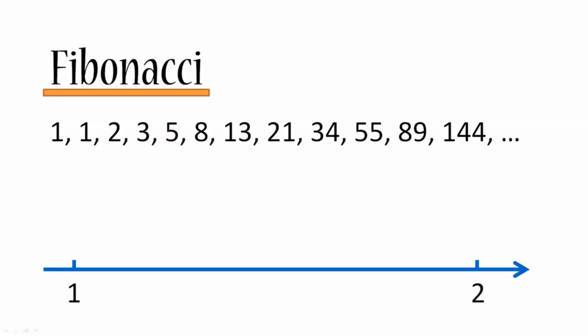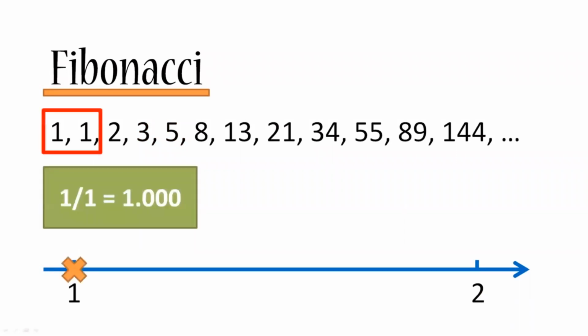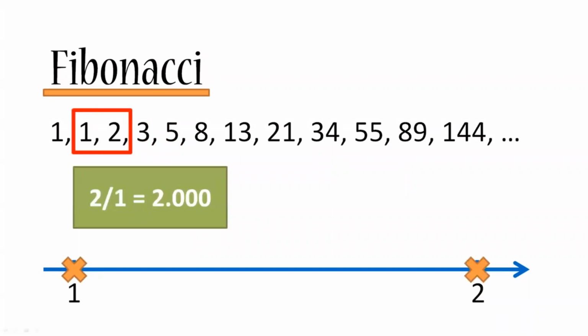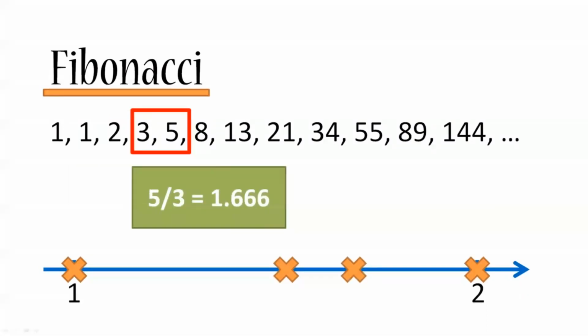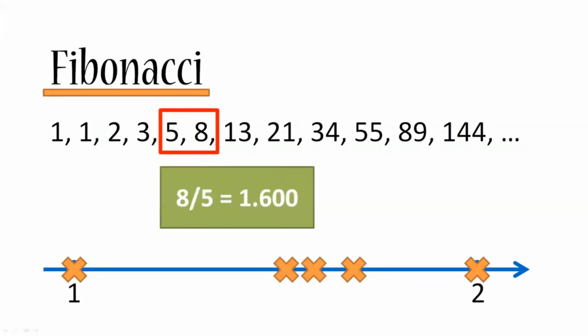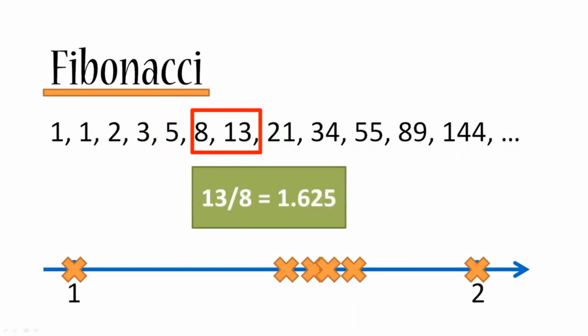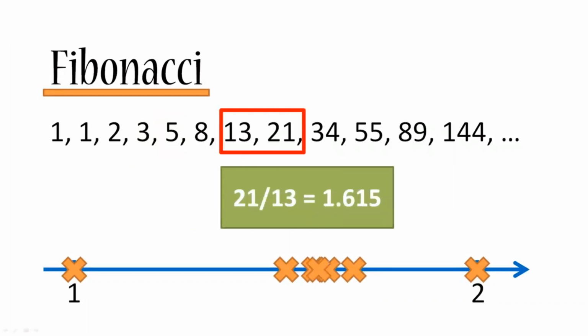Now what we're going to do is go through the sequence and take every number of the sequence and divide it by the previous number in the sequence and plot our answer on the same axis. So 1 divided by 1 is equal to 1. We've plotted it with an orange cross. Now let's divide 2 by 1 and we get 2. 3 divided by 2 is 1.5. 5 divided by 3 is 1.666. 8 divided by 5 is 1.6. 13 divided by 8 is 1.625. 21 divided by 13 is 1.615. So you kind of see where this is going.